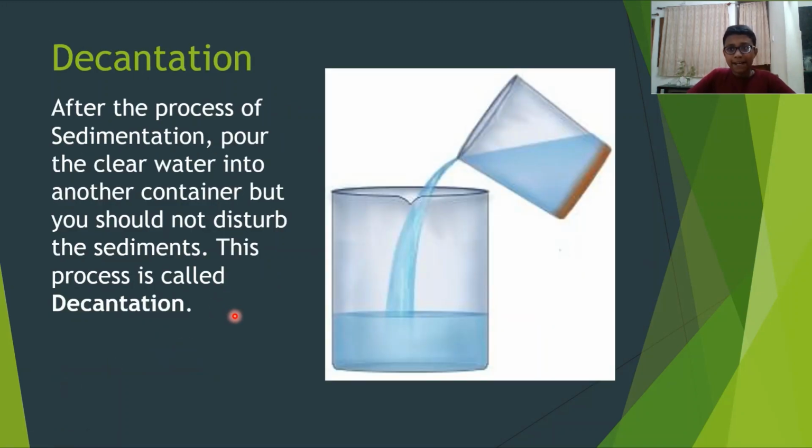Now, what is decantation? After the process of sedimentation, pour the clear water into another container, but you should not disturb the sediments. This process is called decantation. You can see in the picture, this container has insoluble impurities down below, then the clear water is poured into another container. This process is called decantation.